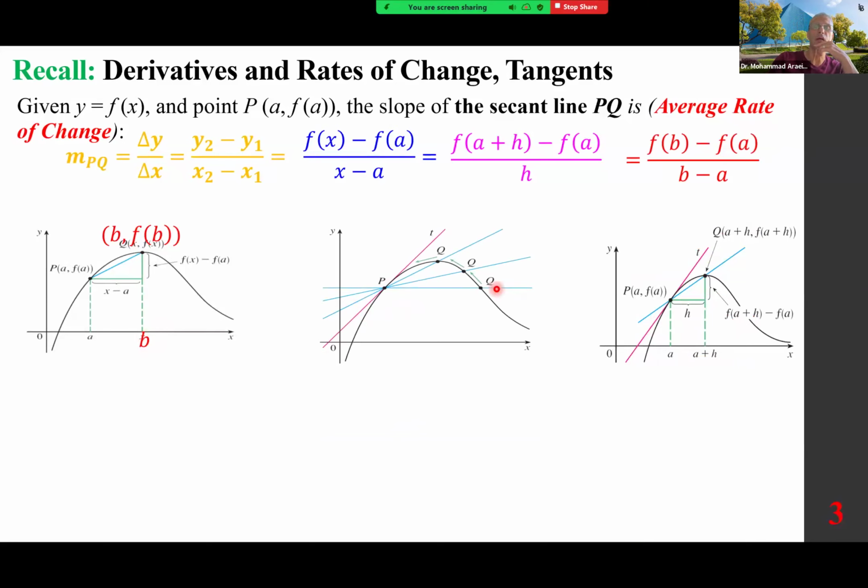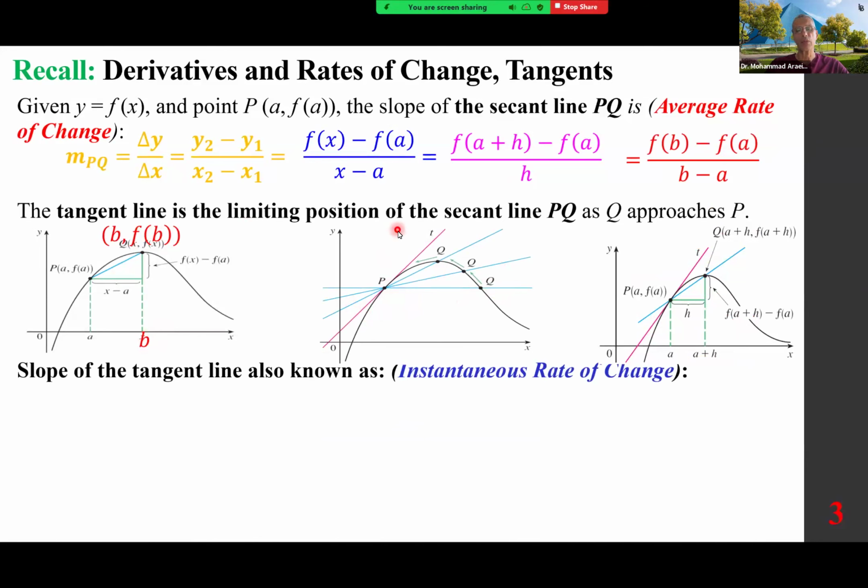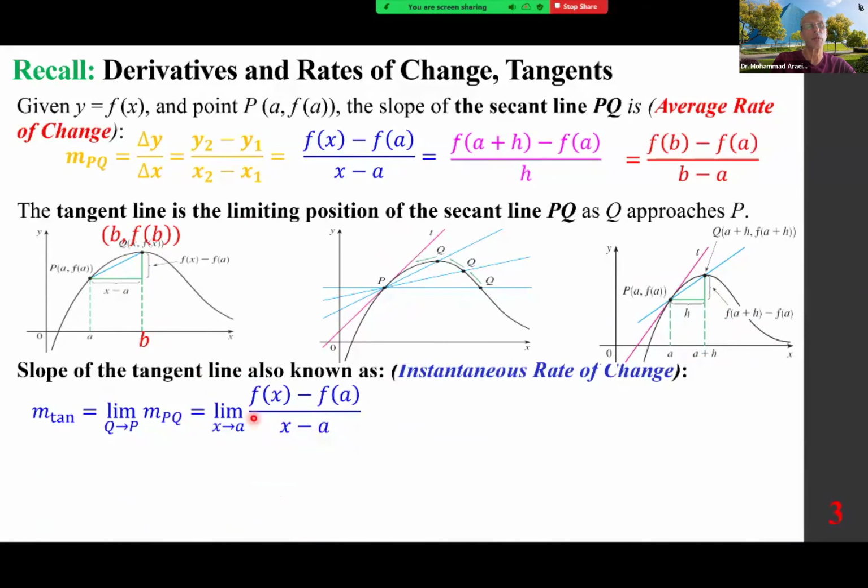We move the secant line, PQ, closer and closer to the tangent line. The tangent line will be the limiting position of the secant line, PQ. And with that being the case, it gives rise to the definition of its slope, the limit of m of PQ as Q approaches P. If you look at this one, the limit of f of x minus f of a over x minus a as x approaches a. If you look at this one, the same limit as h approaches 0, the limit of f of a plus h minus f of a over h as h approaches 0.